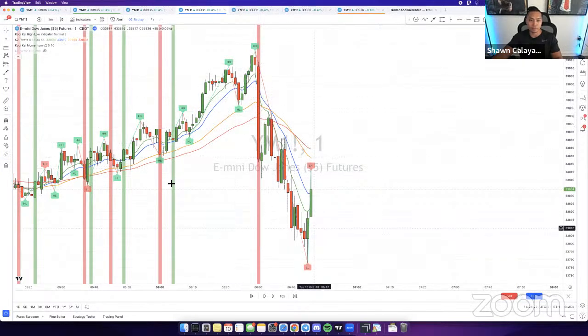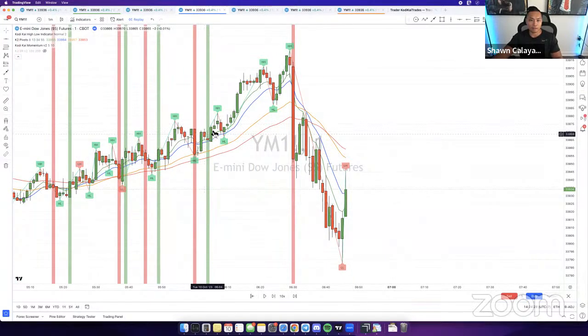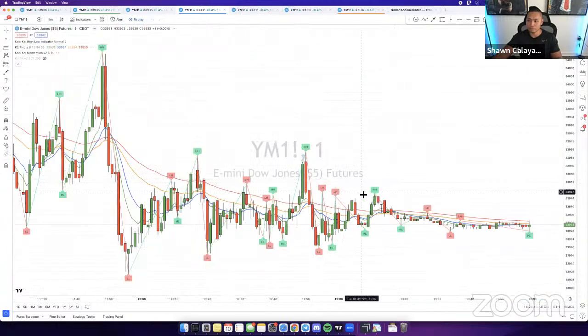Momentum signal for a buy, 2 green candles. Momentum signal for a sell, 2 red candles. It's pretty straightforward. So, all right, that's it with the breakout V2.